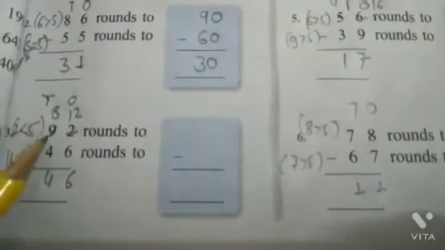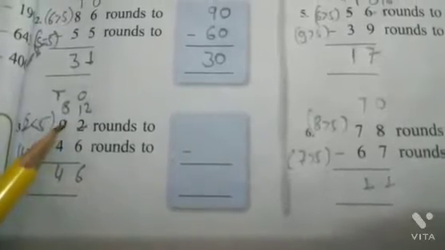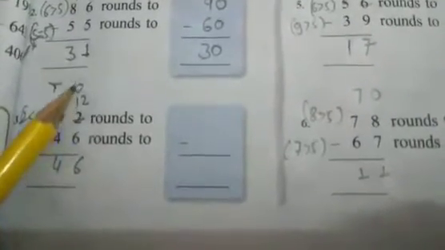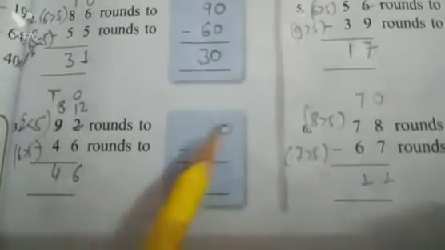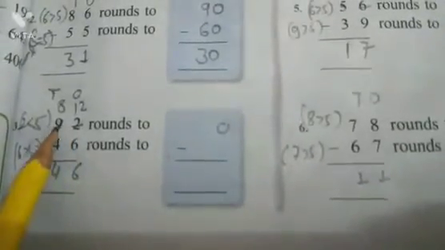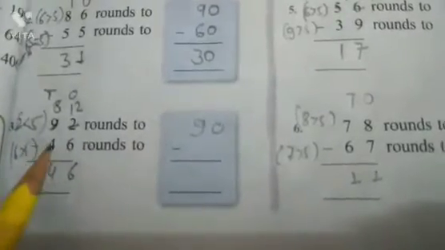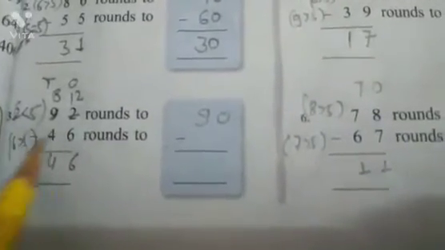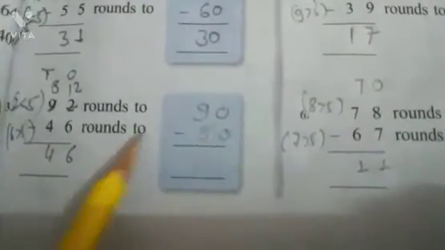Next question, 92 minus 46. See the number 92. On ones place in 92, here is 2. 2 is less than 5. So write 0 at the place of 2 and write 9 as it is. In 46, 6 is greater than 5. So write 0 at the place of 6 and write the next number of 4, which is 5.